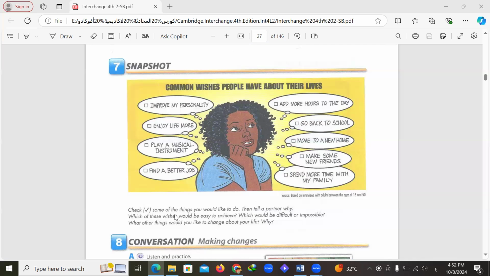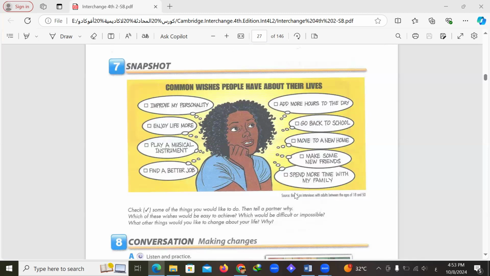Check. Write some things you would like to do, then tell a partner why. Which of these wishes would be easy to achieve? Which would be difficult or impossible?